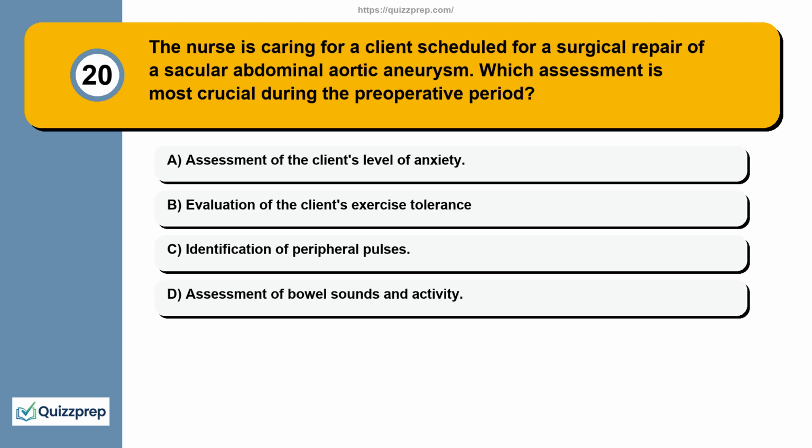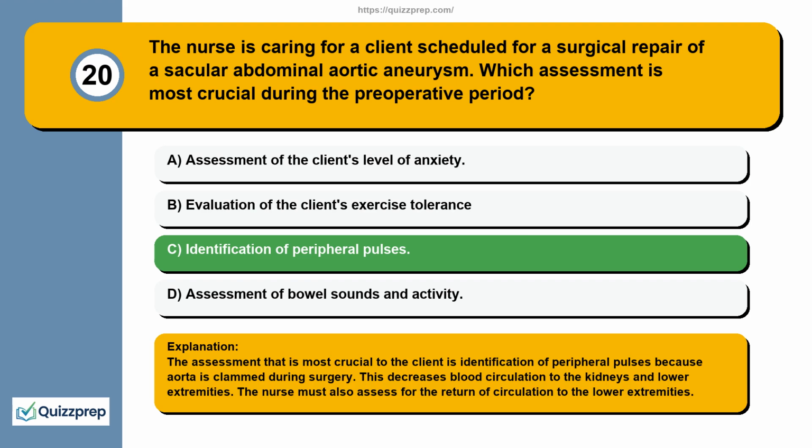Question 20. The nurse is caring for a client scheduled for a surgical repair of a saccular abdominal aortic aneurysm. Which assessment is most crucial during the preoperative period? Assessment of the client's level of anxiety. Evaluation of the client's exercise tolerance. Identification of peripheral pulses. Assessment of bowel sounds and activity. The assessment that is most crucial to the client is identification of peripheral pulses because the aorta is clamped during surgery. This decreases blood circulation to the kidneys and lower extremities. The nurse must also assess for the return of circulation to the lower extremities.